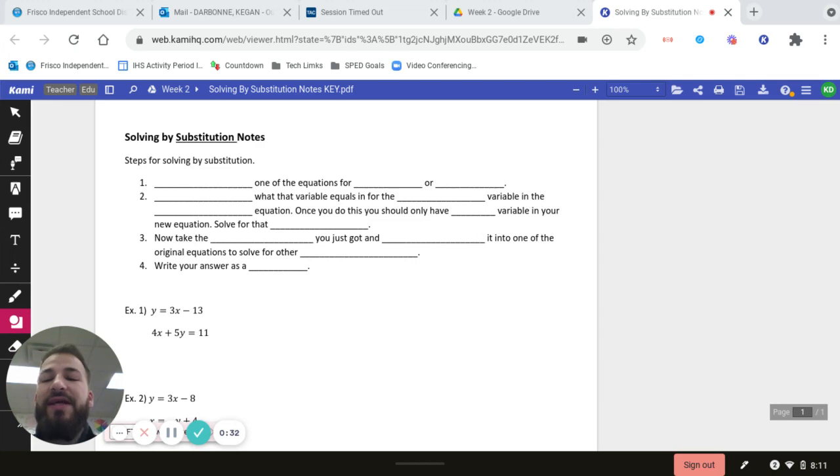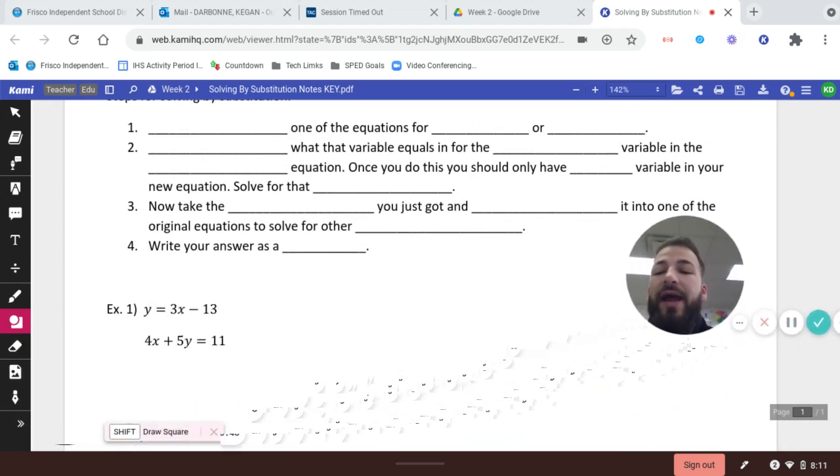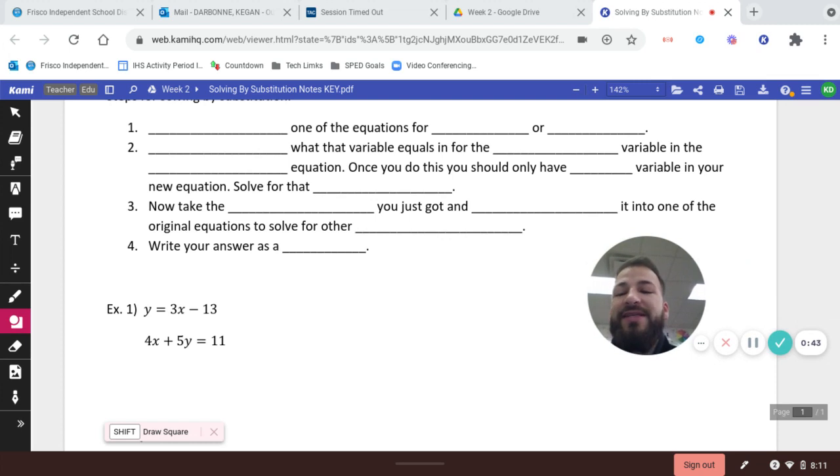But let's kind of talk about that. It's a weird thing to think about just by saying it. And let's actually look at an example. So we have y is equal to 3x minus 13 and 4x plus 5y is equal to 11. So right off the bat, you probably notice these aren't both in y equals form. So if they're not both in y equals form, then substitution is already something that should be on the table, because sometimes it can be a little easier than solving into y equals and then graphing them and so on and so forth.